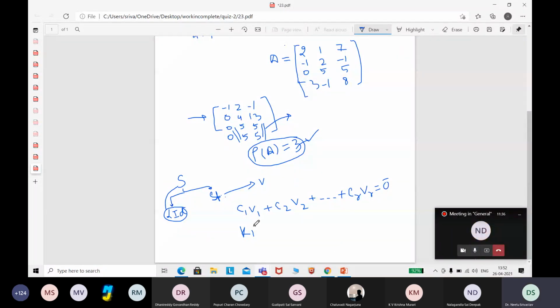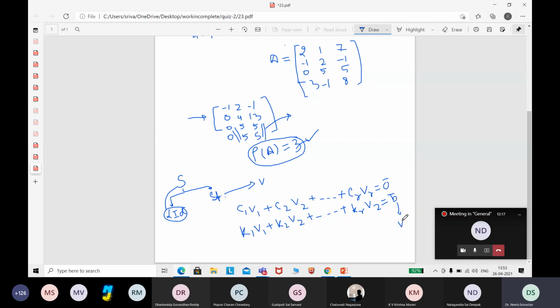The other condition is K1V1 plus K2V2 plus K3V3. Why am I writing this? Because I am saying that any vector, so here in one relation I can represent only one vector. Any vector in V can be represented as a linear combination of V1 to Vr vectors. So this B is from V. You choose any vector.